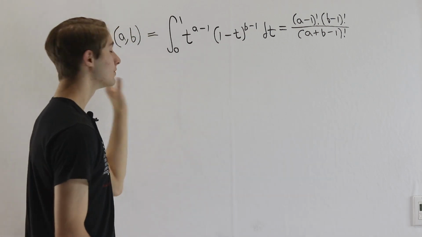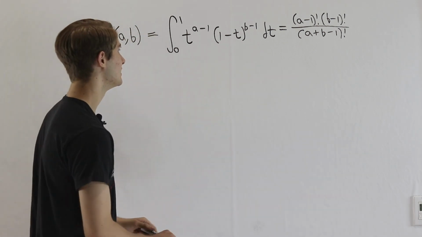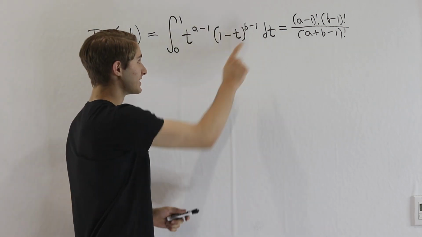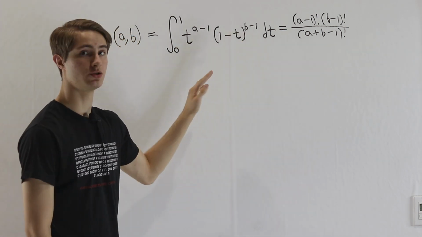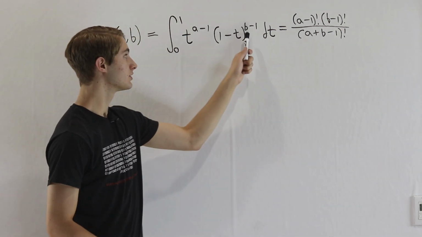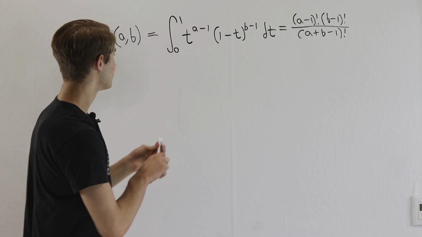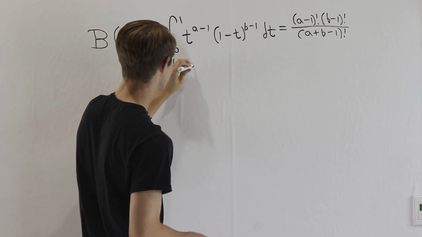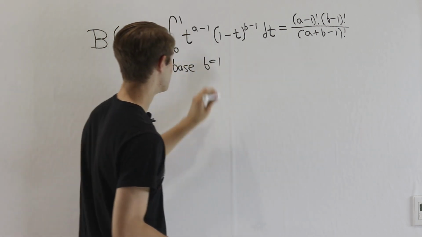Now to start, we're going to use induction to prove this identity, but we're going to do it only with respect to b. So we'll basically say throughout the whole proof that the value of a can be whatever it wants to be, and we're just going to look at what happens to b. Now for induction, first of all, we need a base case. So we're going to let b equals 1.